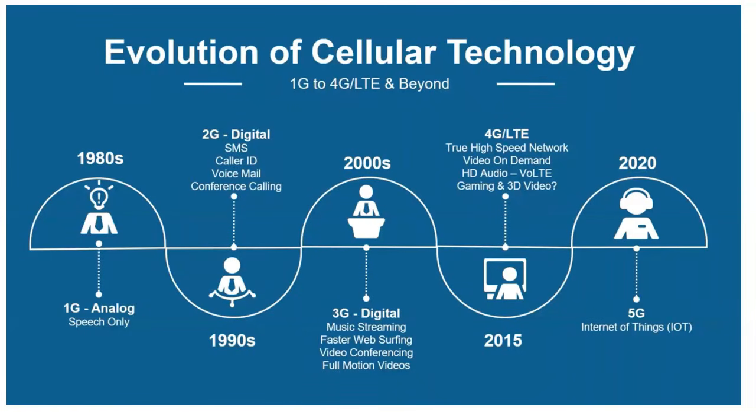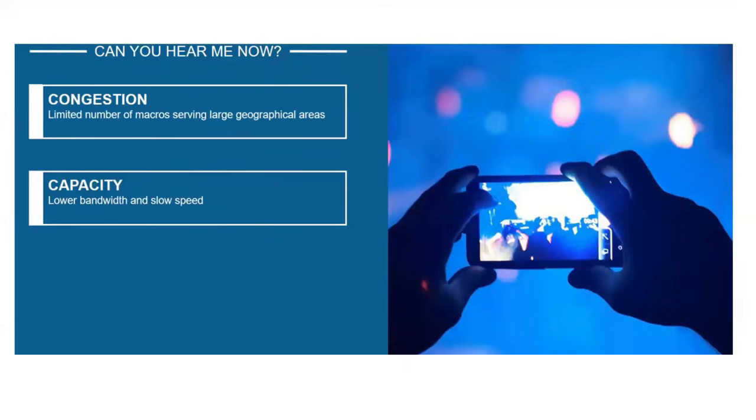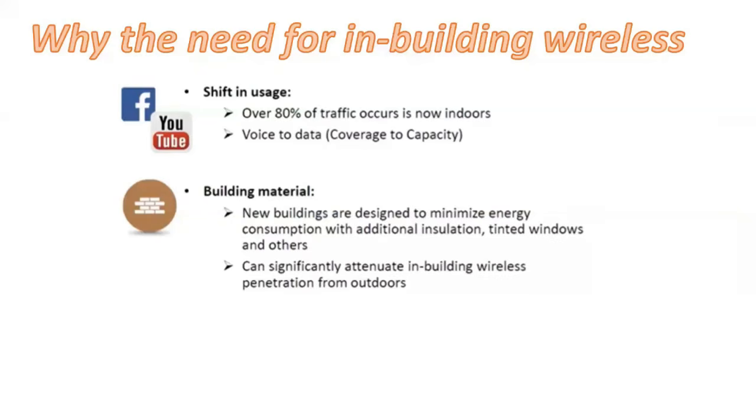Let's recall what we have discussed. We have discussed the evolution of cellular technology from 1G to 5G, right? Then why we need in-building? Because there is congestion in buildings and capacity issues are there, and most of the traffic, as we discussed, 80% of the traffic is indoors. Then why we need in-building wireless? Because 80% of traffic is indoor and building material can be metallized, concrete. So it's difficult to penetrate macro signal inside the building. That's why we need an in-building solution.